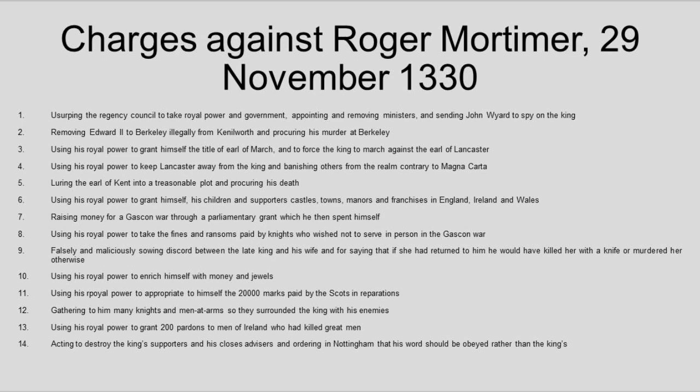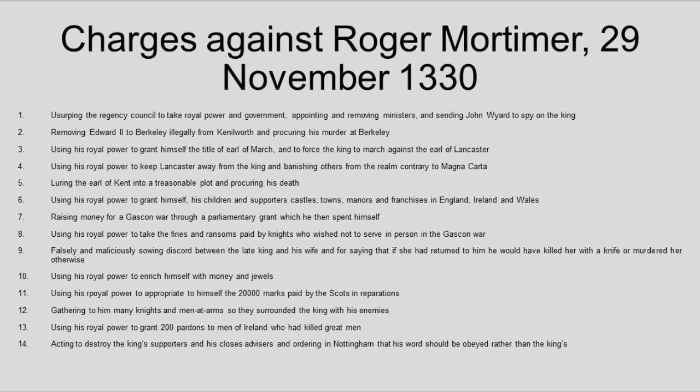Now, the imperative was for Edward to put Mortimer in trial before his peers and to have him executed in public. Parliament opened at Westminster on the 26th of November, and 3 days later, Mortimer was extracted from his cell and brought to face his judges. The charges, which you can see here, present an expose of his politicking over the previous 4 years.